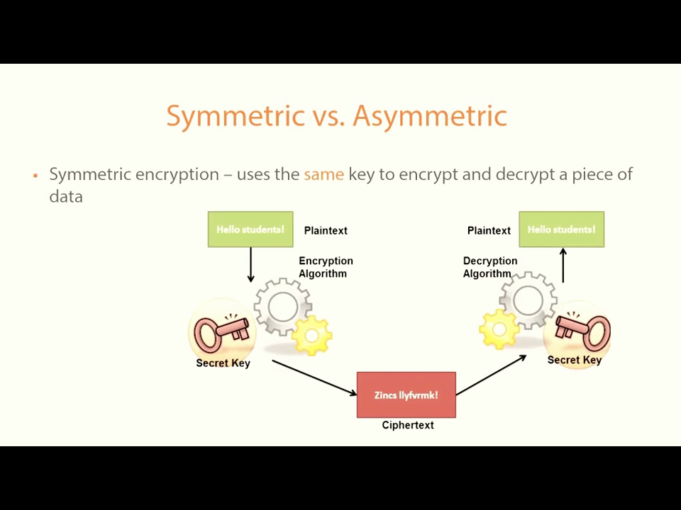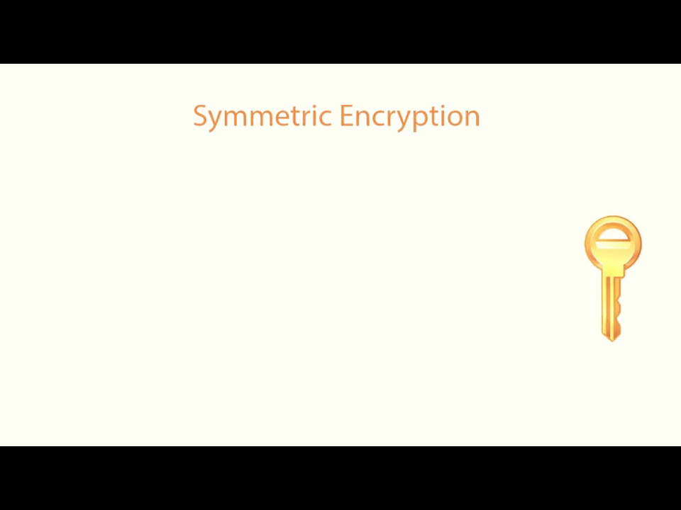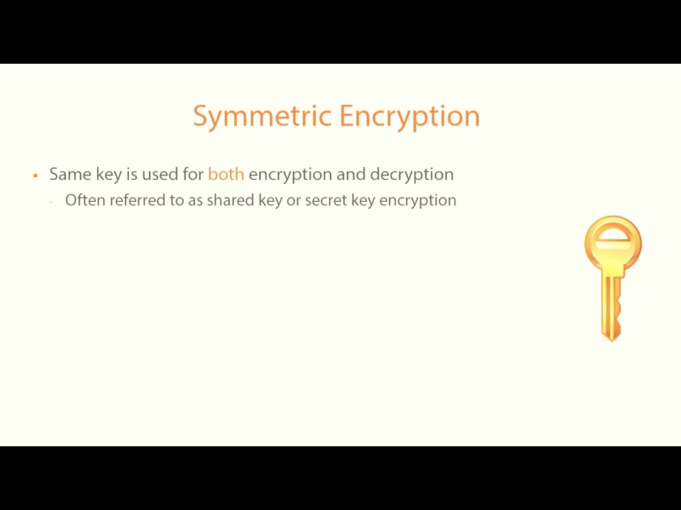All right, so here we have a secret key that's used on both the encryption and the decryption side of the equation here. So, same key used for both. So, if I have "hello students" as my plain text, it goes through my encryption algorithm, secret key is applied, and it generates some ciphertext. That ciphertext is sent to the recipient. They use that same secret key to decrypt and revert that ciphertext back into plain text. As I mentioned, the same key is used for both encryption and decryption, often referred to as a shared key or secret key encryption.